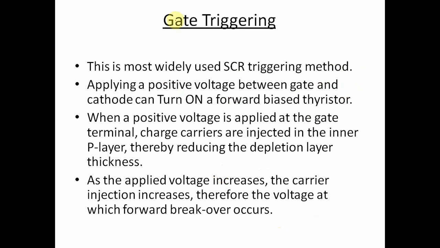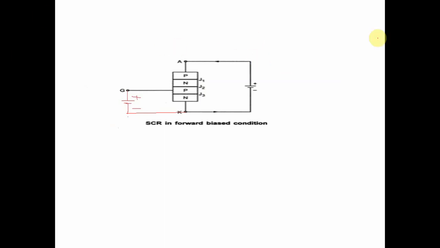Now the next triggering method is the gate triggering method. This is the most important and most widely used method of SCR triggering. Applying a positive voltage between the gate and cathode can turn on a forward biased thyristor. When we connect the positive terminal of the battery to the anode and the negative terminal to the cathode, the J1 and J3 junctions are forward biased, but the SCR is turned on only when the J1, J2 and J3 junctions are all forward biased.